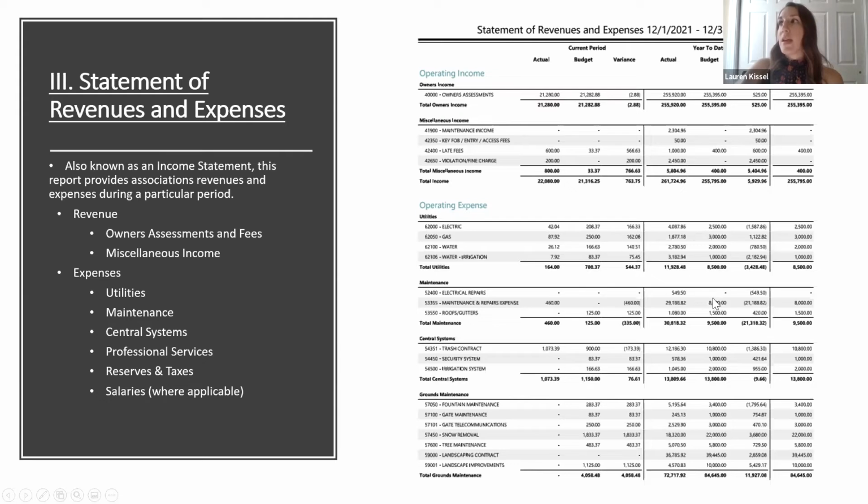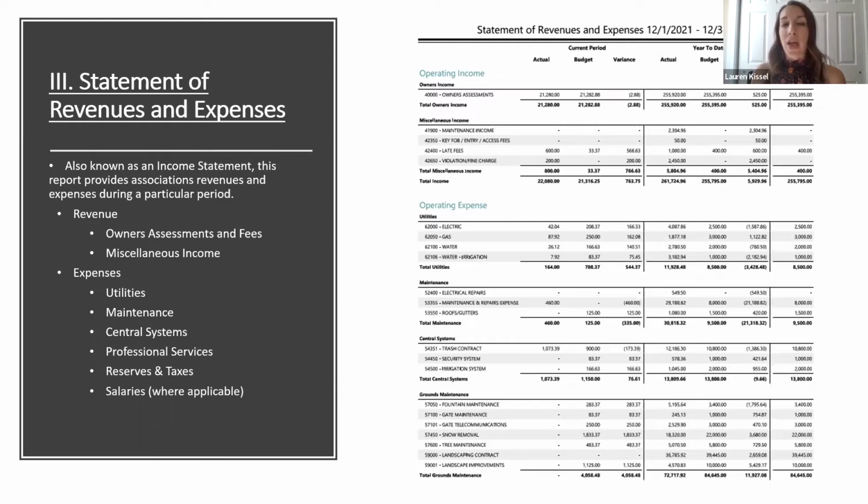So you can then see that they have a deficit of $21,000 for maintenance and repairs expense. When we're going through our budgeting process, you're going to want to take a look at any large variances, make sure that there are explanations as to why they're occurring, and then take that into consideration when developing your next year budget. So right now we're developing our 2023 budgets.